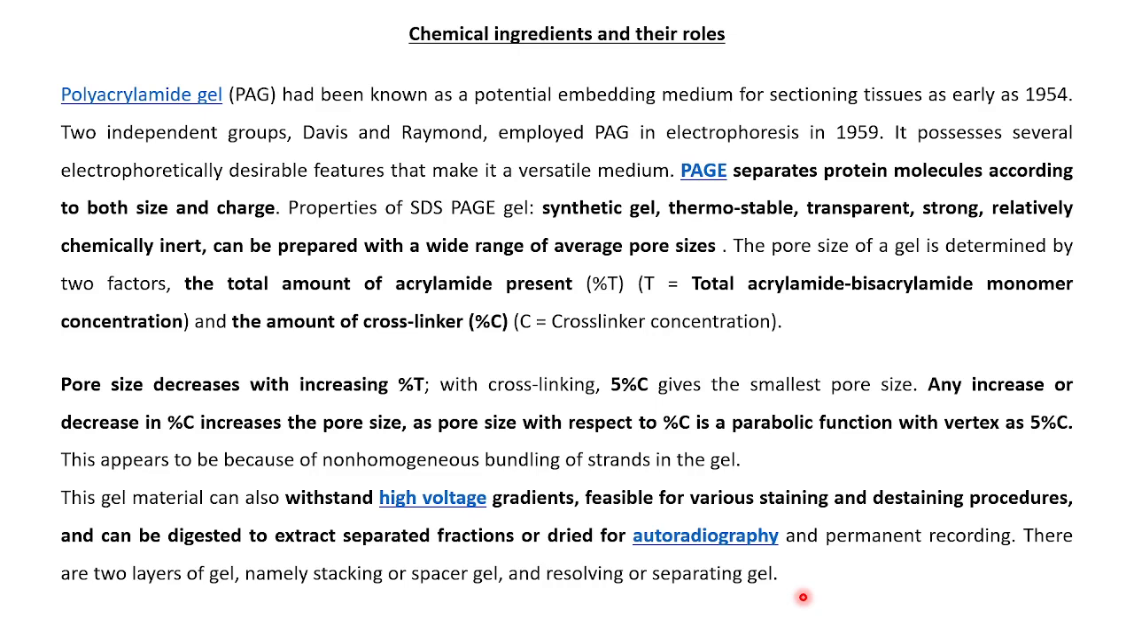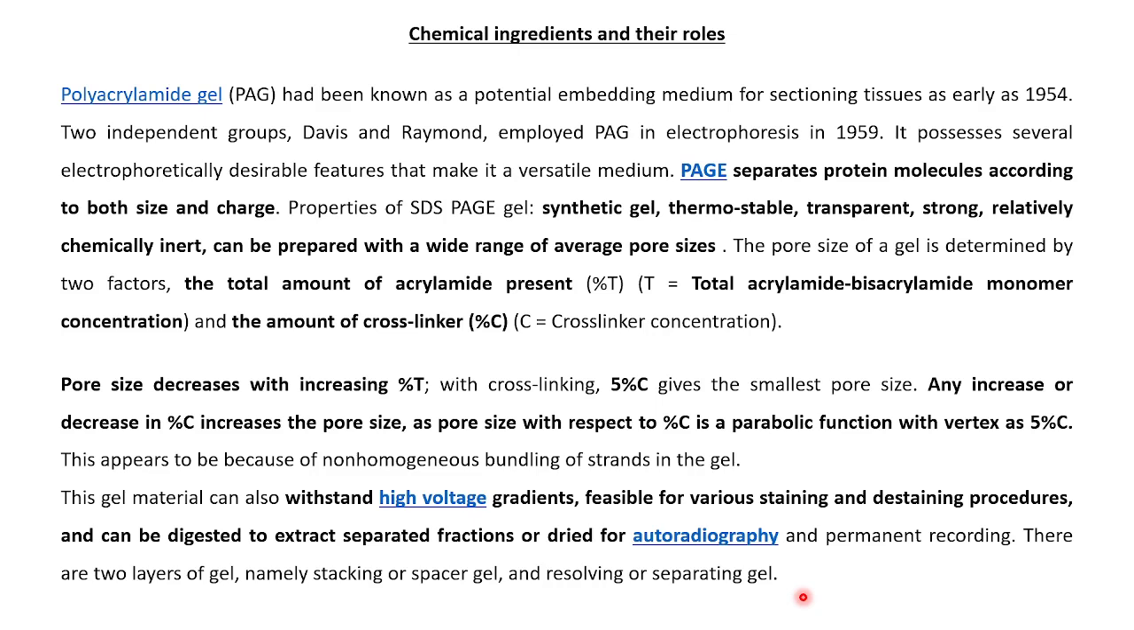The total amount of acrylamide present, that is percent T, is the total acrylamide-bisacrylamide monomer concentration, and the amount of crosslinker, or percent C, is the crosslinker concentration. The pore size decreases with increasing percent T. Now 5% C gives the smallest pore size. Any increase or decrease in percent C increases the pore size, as the pore size with respect to percent C is a parabolic function with its vertex at 5% C. This appears to be because of the non-homogeneous bundling of the strands in the gel, right?